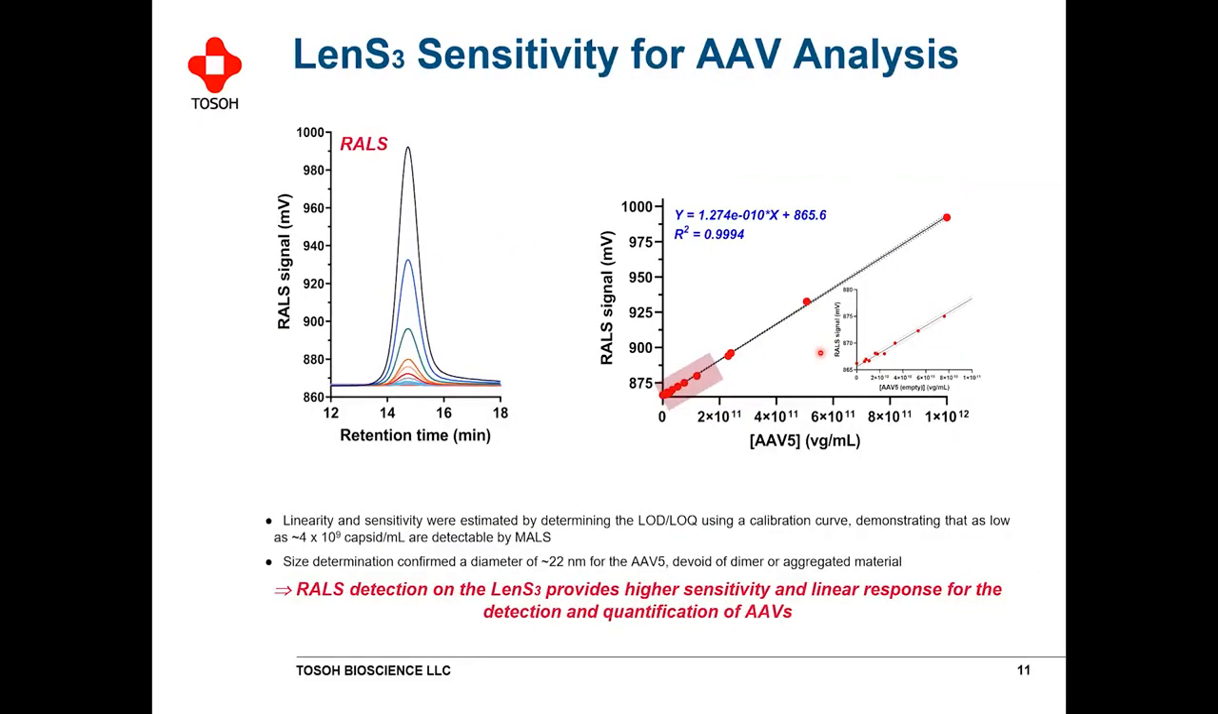Towards that, we did a few studies to understand how MALS really can be used to characterize AAVs. The first thing was using TOSO's MALS detector. TOSO has a MALS detector called the Lens 3. And we used our Lens 3 detector to characterize its sensitivity towards detecting AAVs at a wide range of concentrations as well as titers.